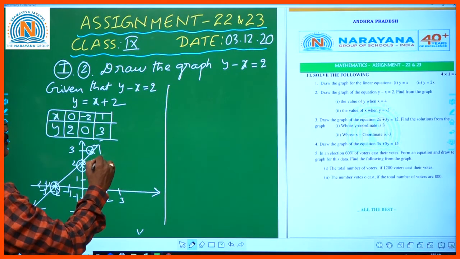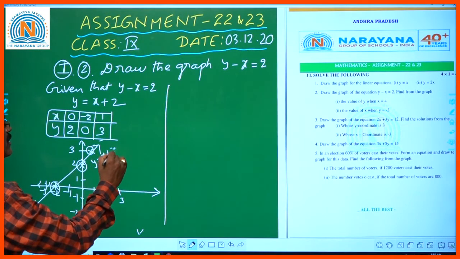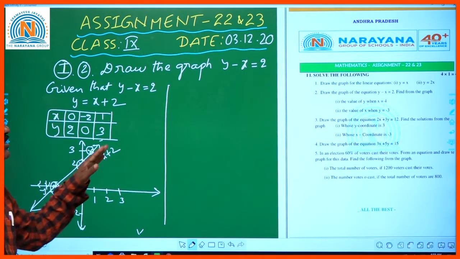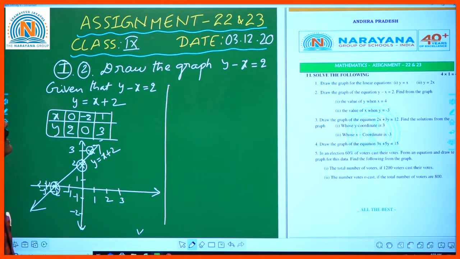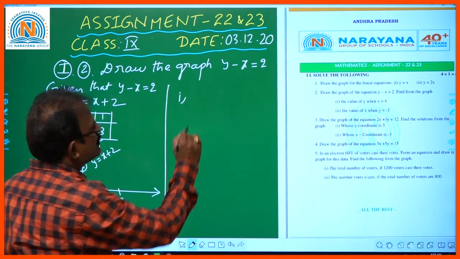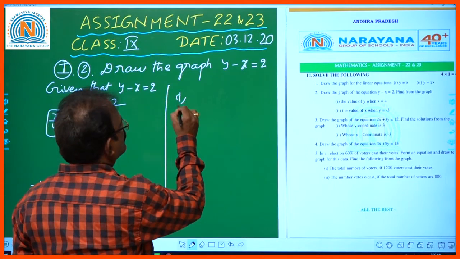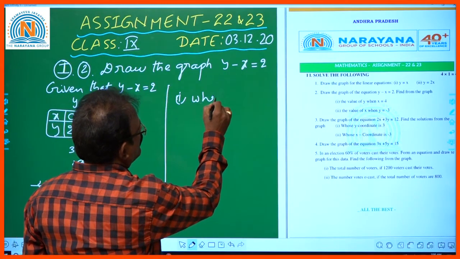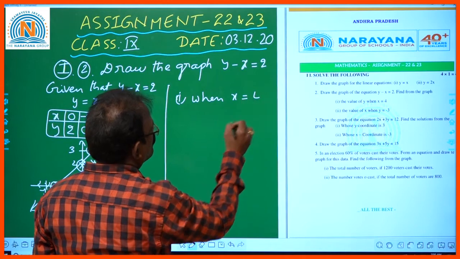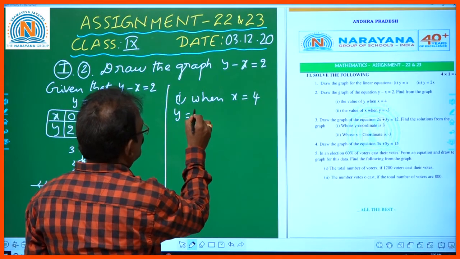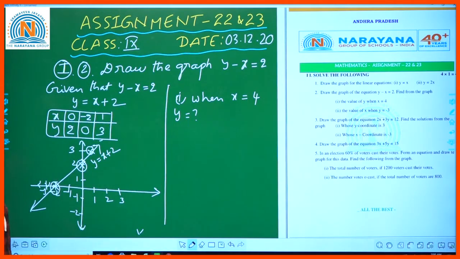This is y is equal to x plus 2. This is the process of taking a straight line. Then what is the first question here? Value of y when x is equal to 4. When x is equal to 4, y is equal to how much?